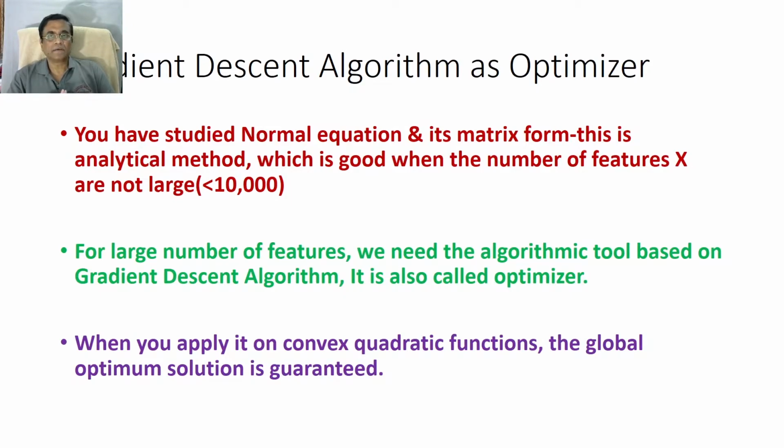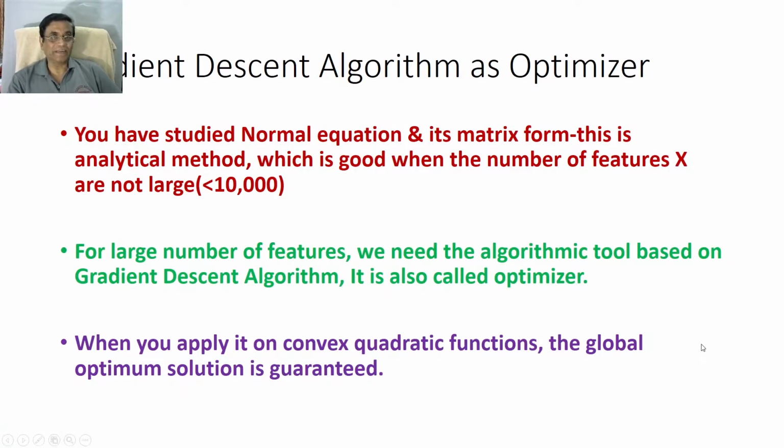But what if the number of features is 100,000, 50,000? Then it is not convenient because somehow you will also have to invert that W matrix, the parameter matrix, and that is computationally not friendly, as you have seen, right? So we'll have to have a method which is called an iterative method, which we are going to study today.